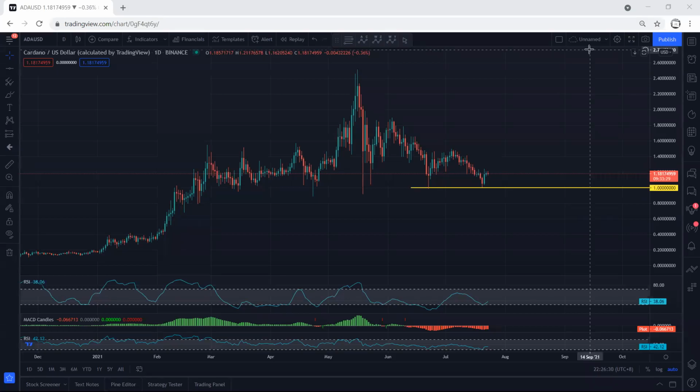ADA, we start with the daily chart. First of all, we refer to my last analysis, because we have been looking for the buy and there was an opportunity to look for buy, and we want to see how we can manage it. Then from there, we want to see how we can look for the next trade.